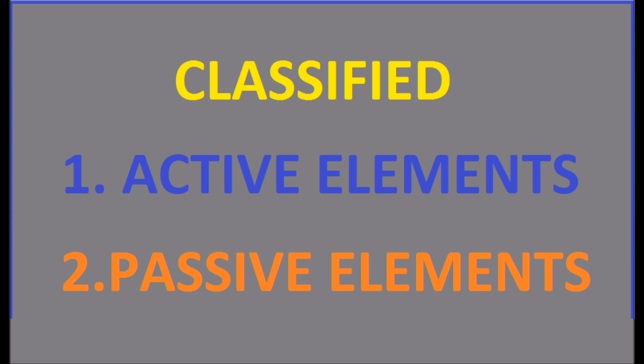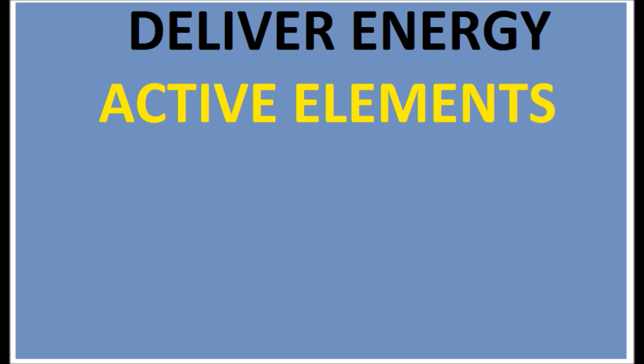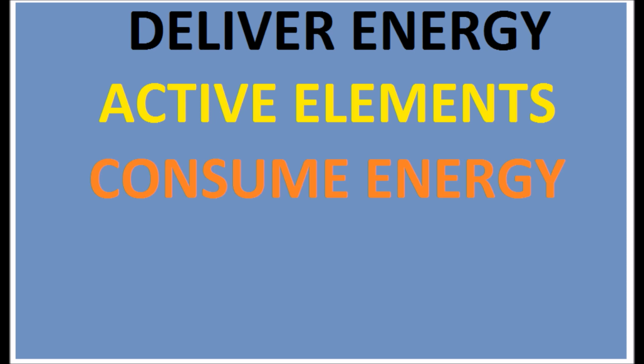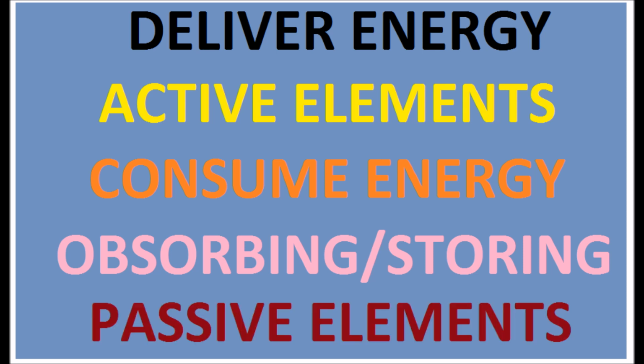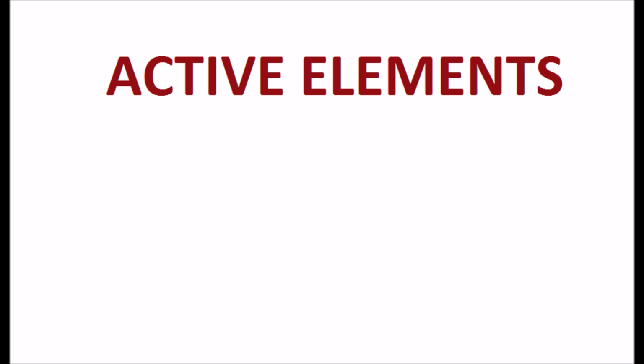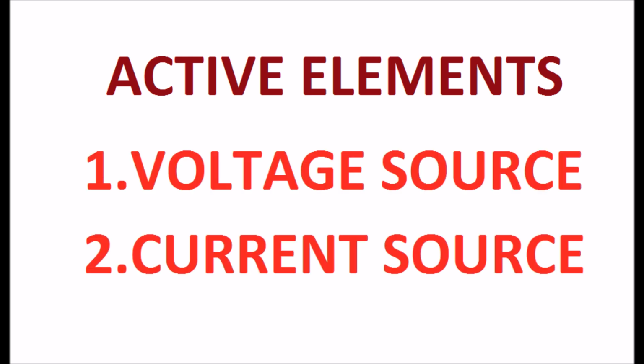Circuit elements are classified into two categories, active elements and passive elements. The elements which can deliver energy are called active elements. The elements which consume energy, either by absorbing or storing, are called passive elements. The active elements are voltage source and current source.